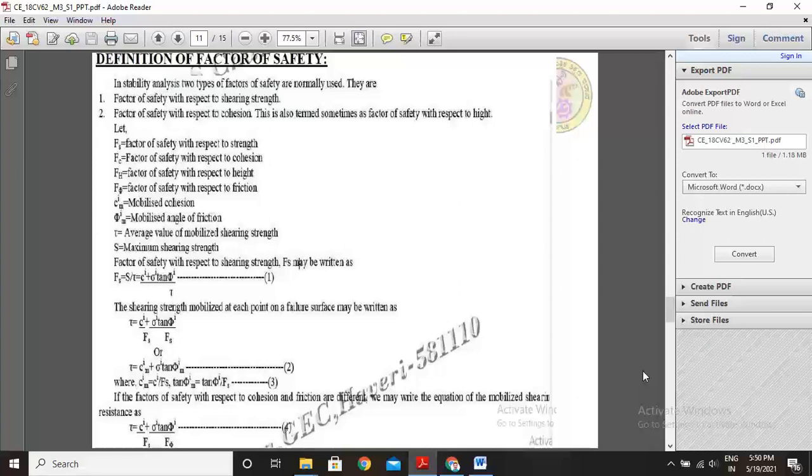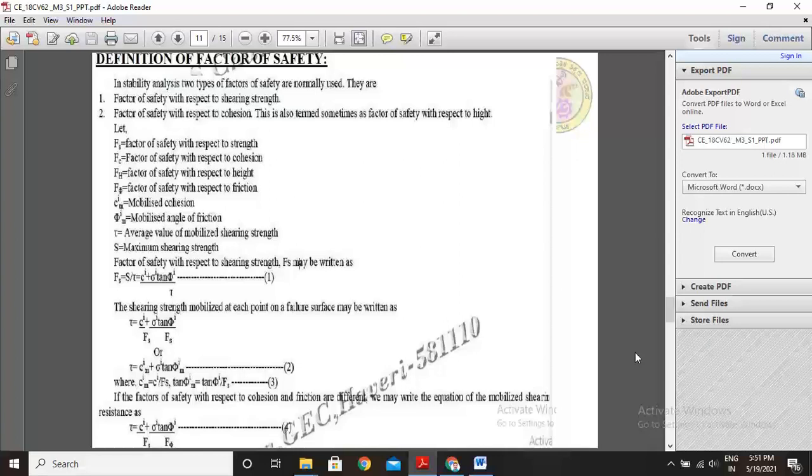Definition of factor of safety. So what do we mean by factor of safety? In terms of slope stability, how is factor of safety defined? In stability analysis, two types of factor of safety are normally used. They are factor of safety with respect to shearing strength, and second, factor of safety with respect to cohesion. So factor of safety is referred to with respect to two parameters, shearing strength and cohesion, that is tau and c.